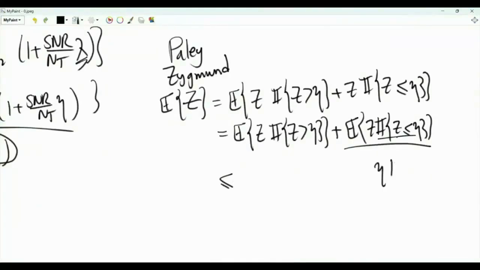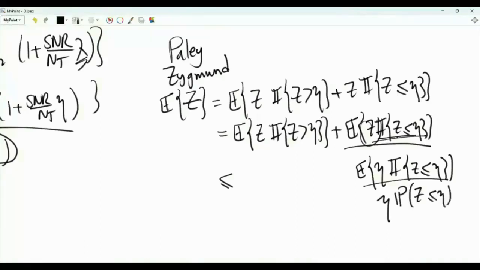This is upper bounded by eta times the indicator that Z is less than or equal to eta. If the indicator is 0 because Z is greater than eta, then we have 0 less than or equal to 0, which is okay. If the indicator is 1 because Z is less than or equal to eta, then Z is less than or equal to eta, and then we can apply the expectation. This is equal to eta times the expectation of the indicator, which is the probability that Z is less than or equal to eta. But any probability is less than or equal to 1, so this is less than or equal to eta. This term here can be upper bounded by eta.